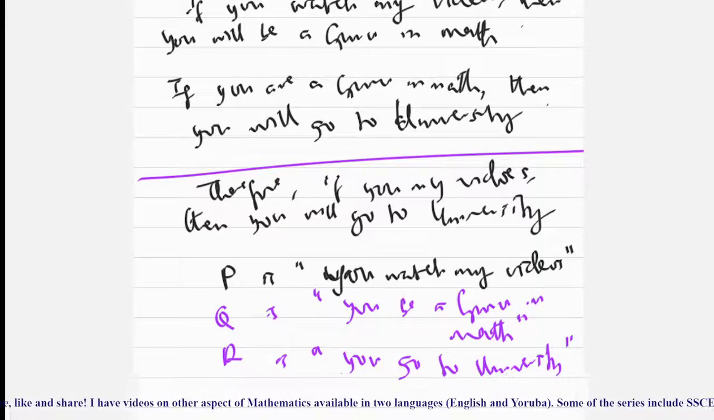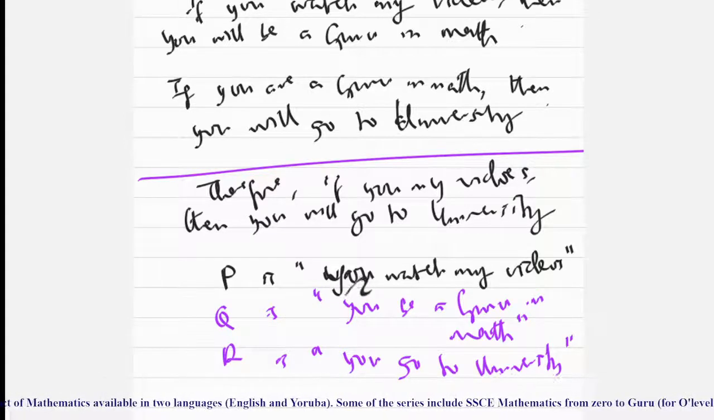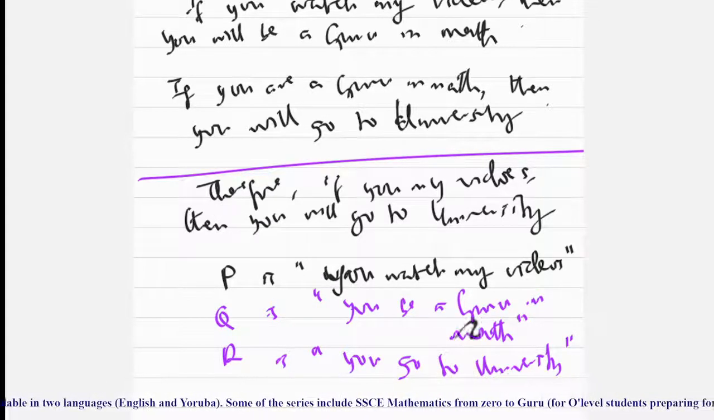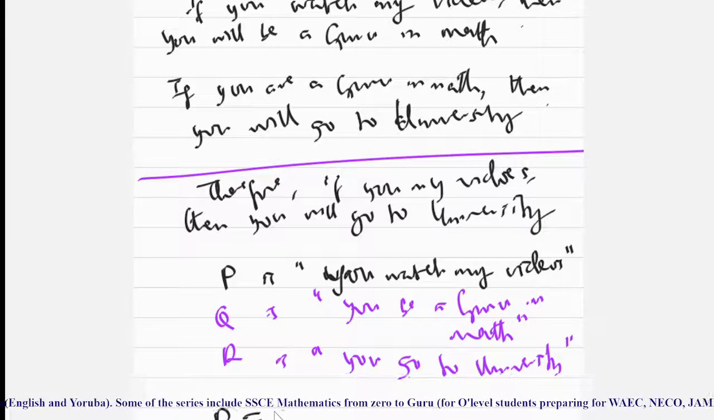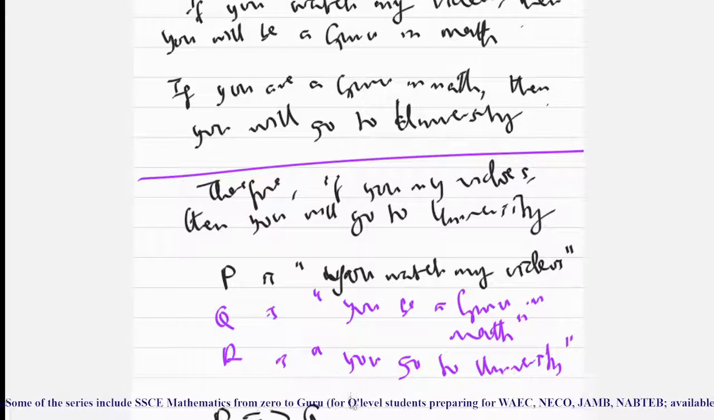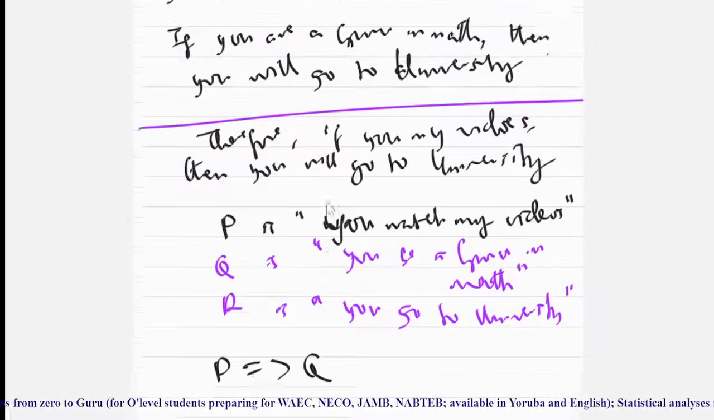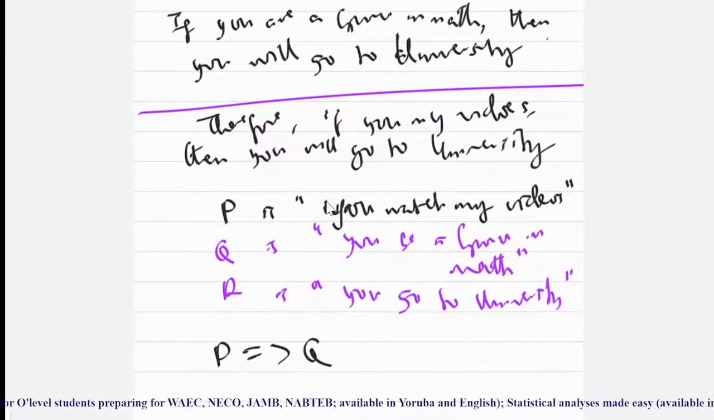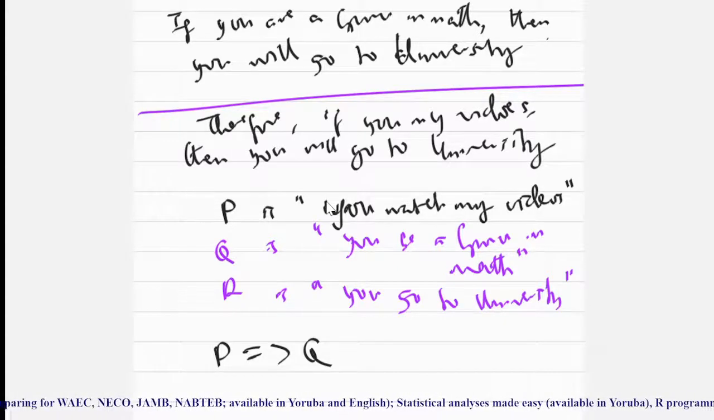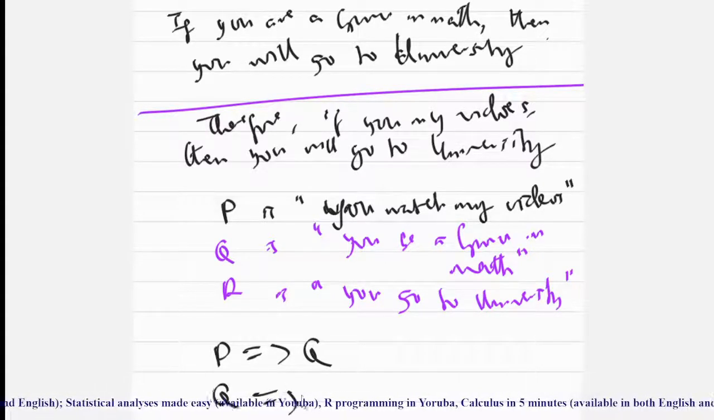Okay, now can you write this symbolically now? Or let me say in an argument form. So if you watch my videos, that is P, then implies you are a guru in math, Q. That's the first premise. Okay, we can still write the second premise. How do we write it? If you are a guru in math, that is Q, then implies you will go to university, that is R.